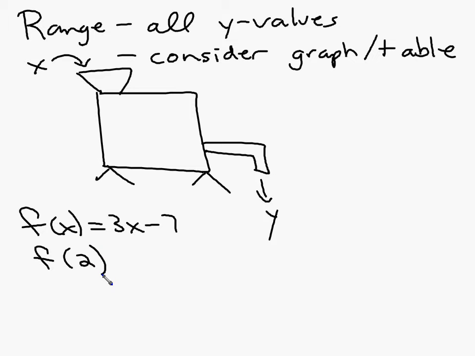I'm putting a 2 into the function. Then the function is going to do something to the number. It's going to do 3 times 2 minus 7, which is going to be negative 1, so it's going to spit out a negative 1. All right, and that sounds very basic, but it's a concept that shows up over and over and over again.